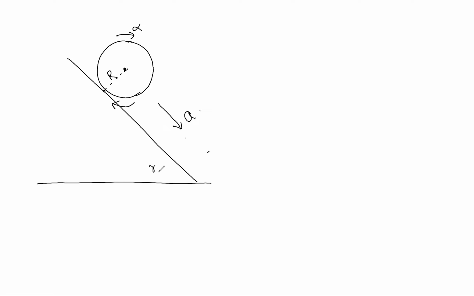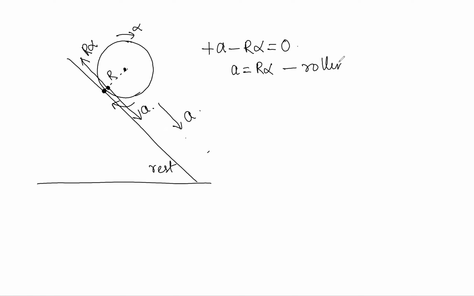The inclined plane is at rest. So this point on the inclined plane is at rest. So at this point, the object has a linear acceleration of a, but because it is rolling or because it is rotating, its backward acceleration is r alpha. So we can say plus a minus r alpha is equal to 0, or a is equal to r alpha, because the object is rolling. Okay, so that's the condition for rolling.